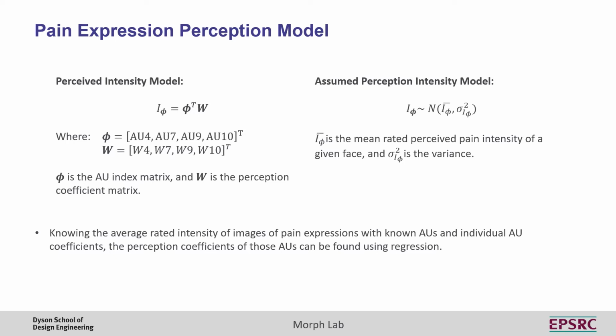We aim to find the answer by studying the pain expression specifically, which can be formulated as a combination of the 4 action units we presented earlier, multiplied by their perception coefficients. If we know the mean rated intensity of the images of pain expressions with known action units and individual action unit coefficients, we can then use regression to determine the perception coefficients of those action units.